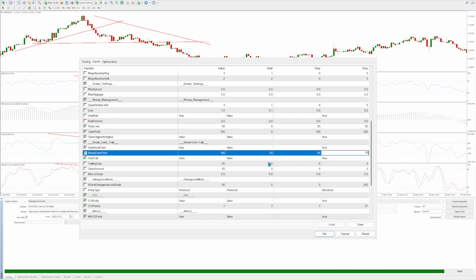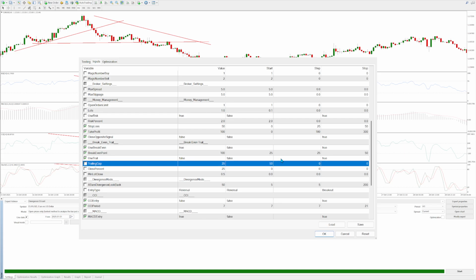because we're going to test on the 1 hour chart time frame. Of course, if you're trading lower chart time frames, you might want to start at something lower, just as if you're trading higher chart time frames, you might want to start at higher values. Trailing gap will again start at 25, step 25 and stop at 50. Keep in mind, the more settings that you choose to optimize, the longer it will take.